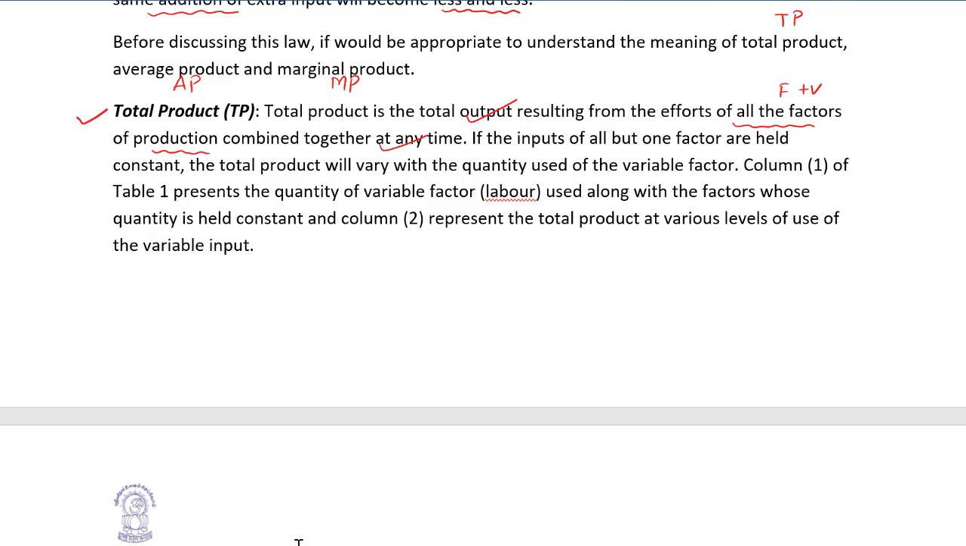Column 1 of table 1 presents the quantity of variable factor used along with the factor whose quantity is held constant. Column 2 represents the total product at various levels of use of the variable input. So I just quoted an example over here. If you want, you can write along with me.